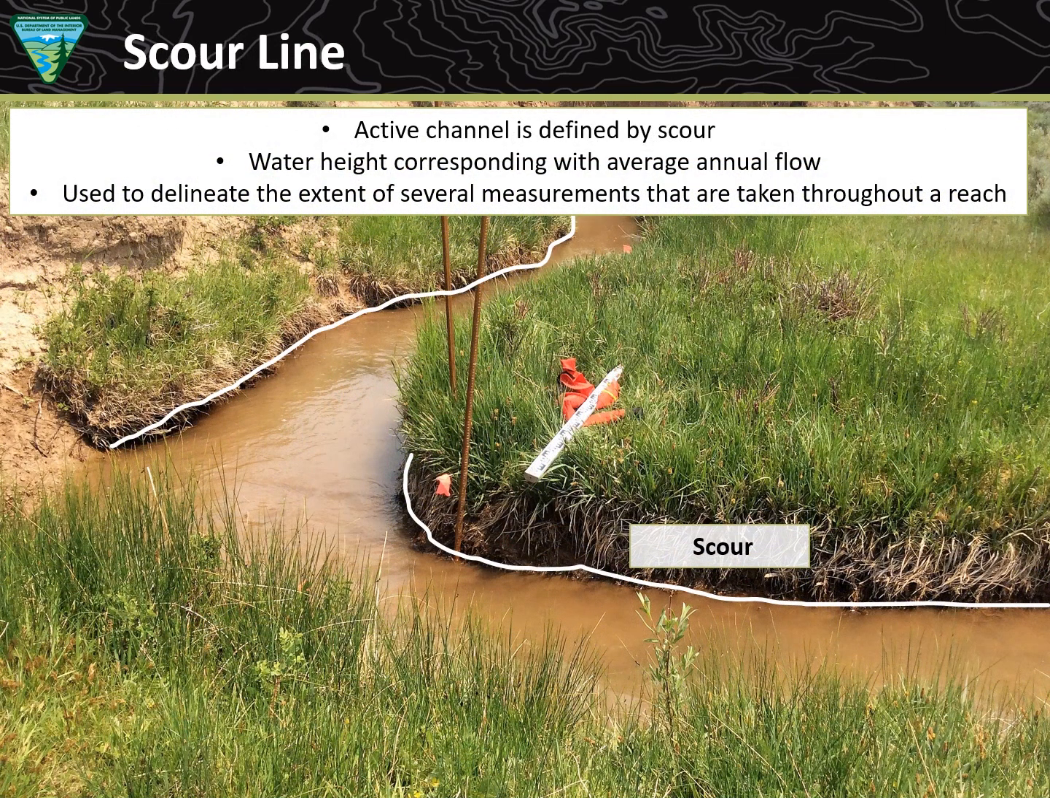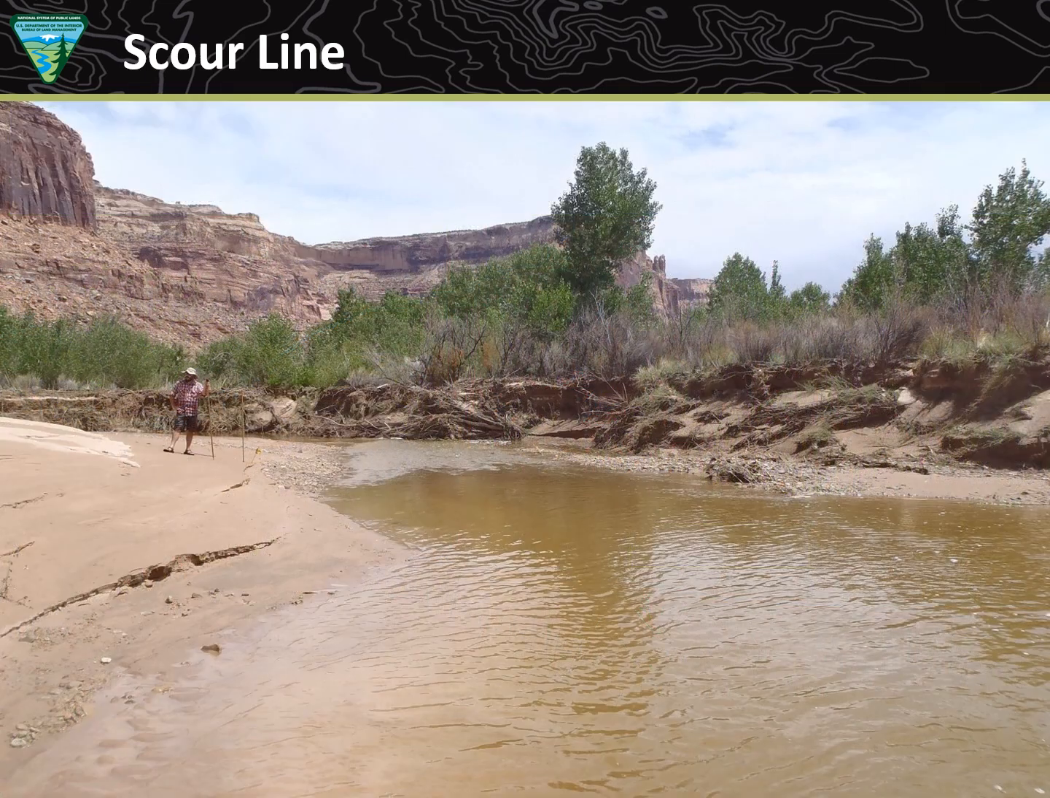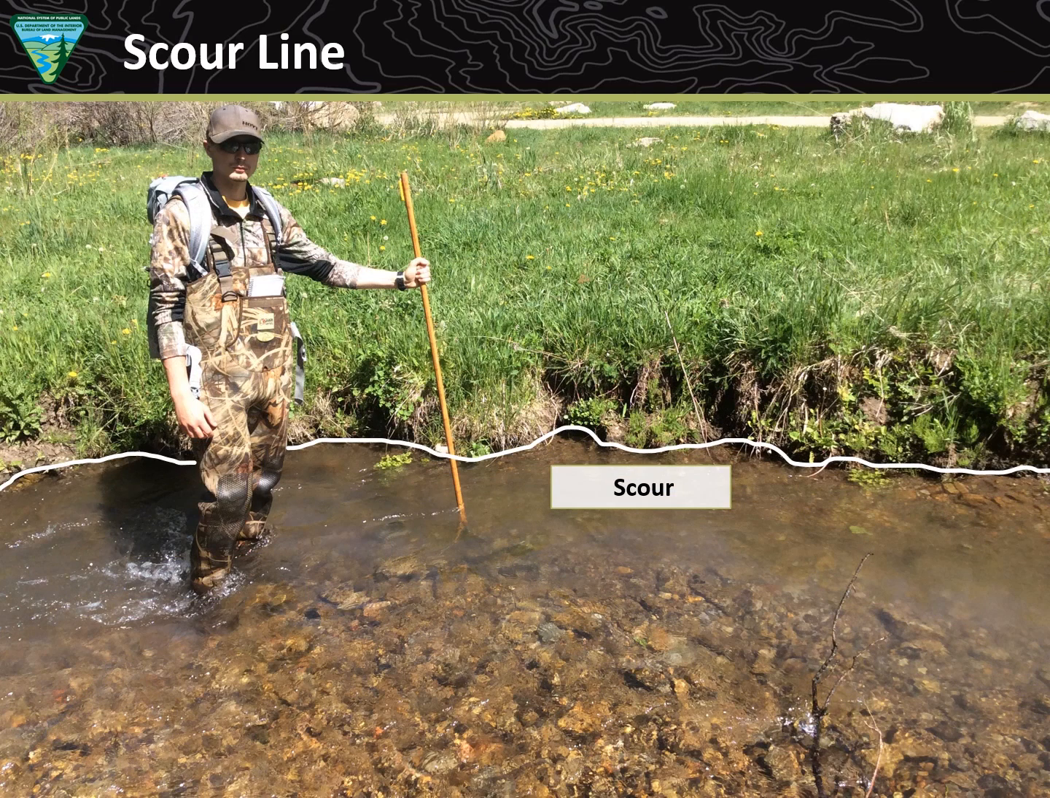The active channel is defined by a scour line. Scour line is the water height corresponding with average annual flow in a lotic system. Identifying scour line correctly is important because it is used to delineate the extent of several measurements that are taken throughout a reach. When sampling a stream, scour may be located above, at, or below the current water level. Scour line should be evaluated in a straight section of the stream. Scour is always below Bankfull and is relatively consistent throughout the reach.